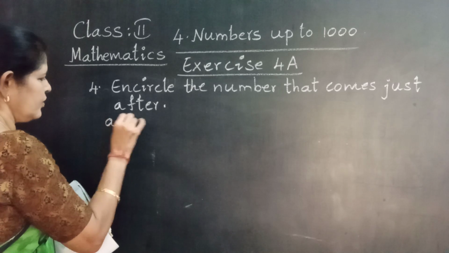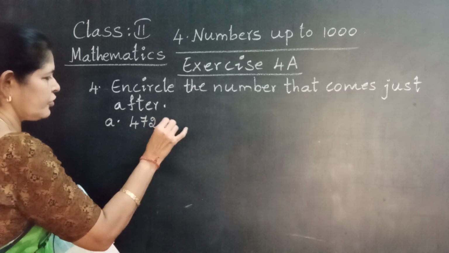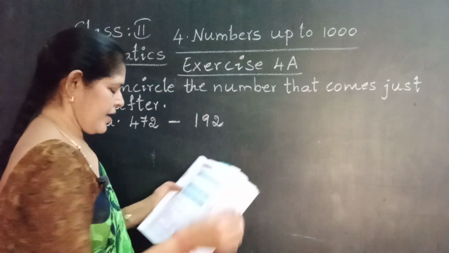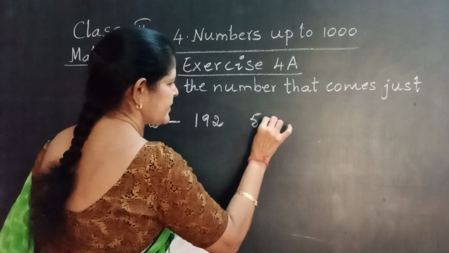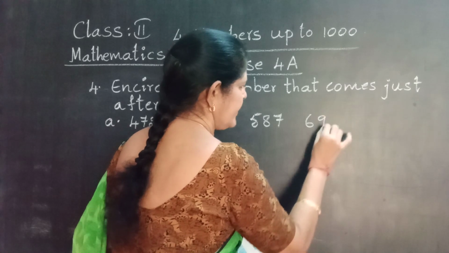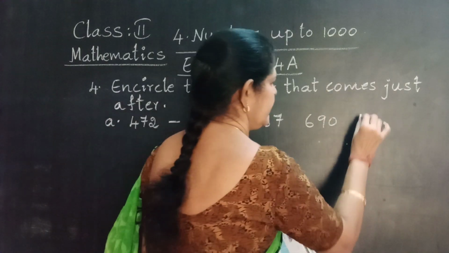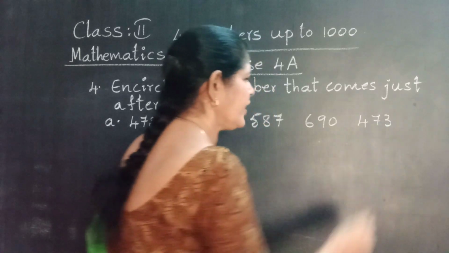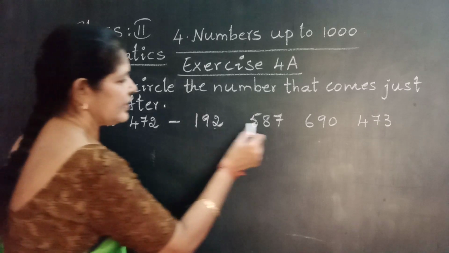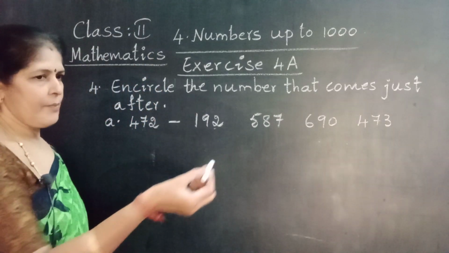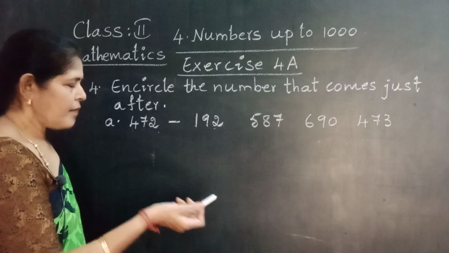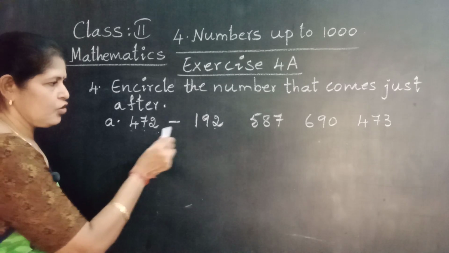The given number is 472. How to read this number? Come on, read this number. Now the given number is 472. Here 4 options are given. In the 4 numbers, which is the after number of this number? Which number comes after 472? What is the first number?